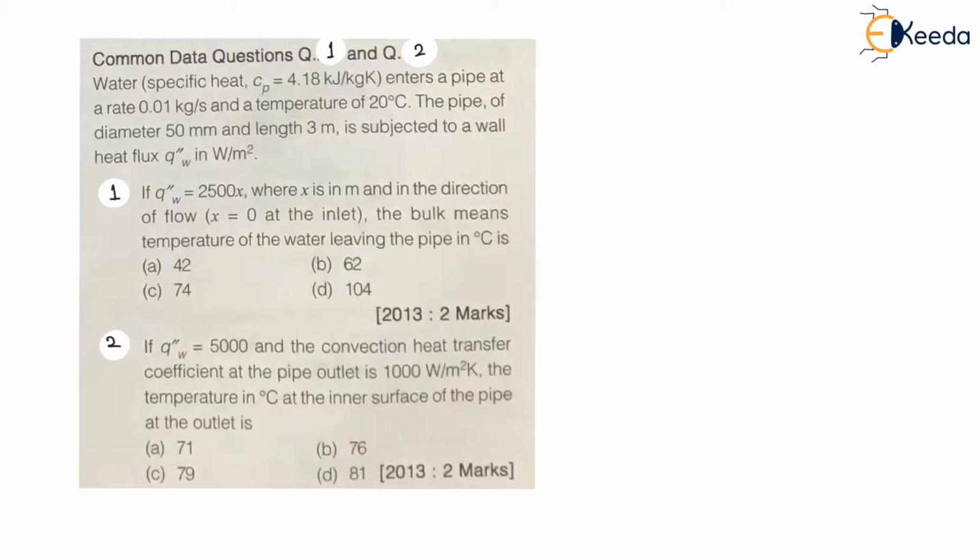So let us understand the question. The question is, water, specific heat of water is given 4.18 kilojoule per kg Kelvin, enters a pipe at the rate 0.01 kg per second and temperature of 20 degrees Celsius.